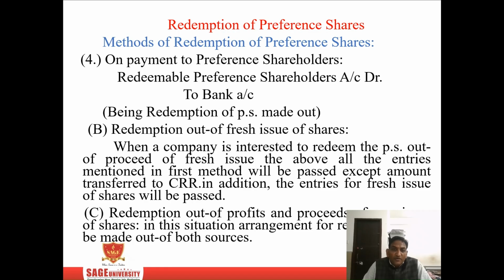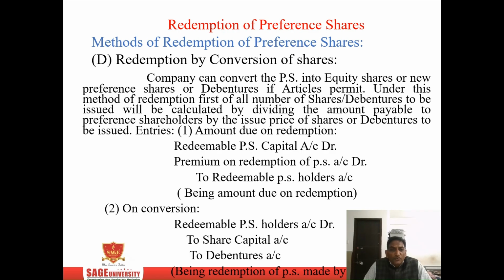Second method, redemption out of fresh issue of shares. When a company is interested to redeem the preference shares out of proceeds of a fresh issue, all the entries mentioned in the first method will be passed, except the transfer to CRR. The entries for fresh issue will be passed. Third method, redemption out of profit and out of proceeds from issue of new shares. And the last method is redemption by conversion of shares.